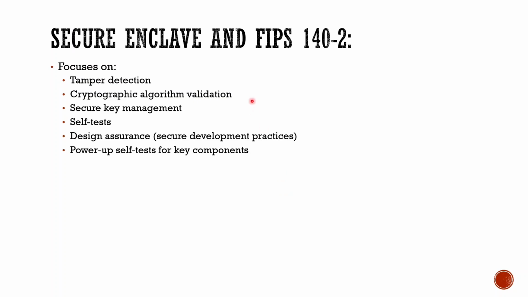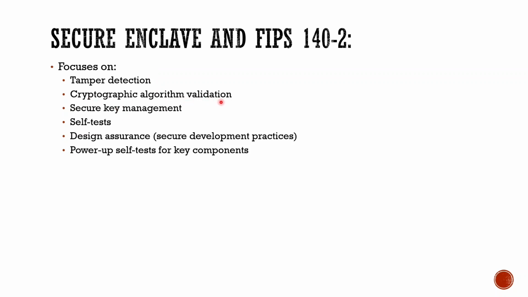Now going through Secure Enclave and FIPS 140-2. In the previous video of mine, I went through the Secure Enclave mechanism. Now comparing it with this particular FIPS 140-2, we can notice that there are tamper detection mechanisms, like if the hardware has been tampered with, then Secure Enclave has the mechanisms that can detect it.